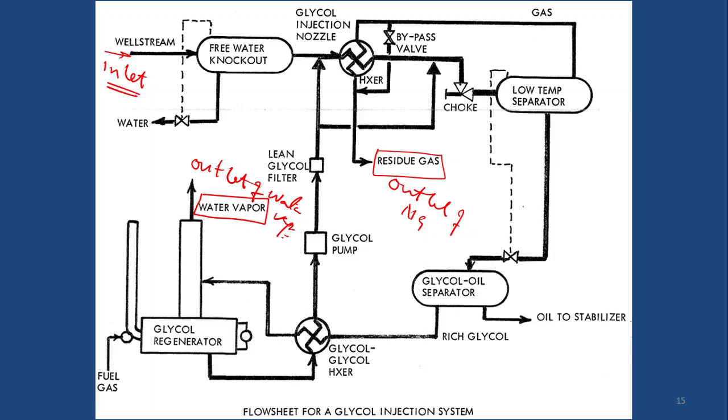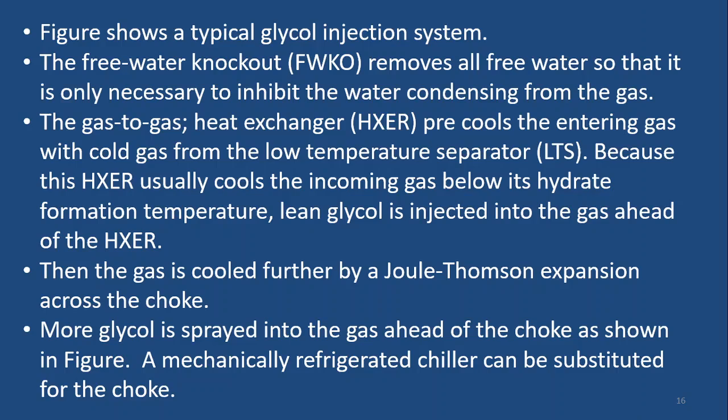Well, this is a glycol injection system. This flow sheet is showing the glycol injection system. See here what the different features available are. This figure shows the typical glycol injection system. So there is a free water knockout that removes all the free water, so that it is only necessary to inhibit the water condensing from the gas.